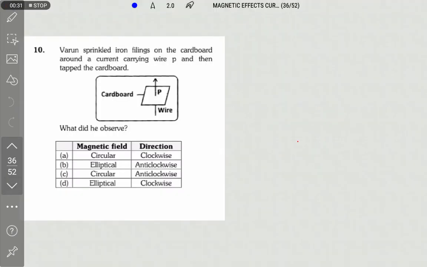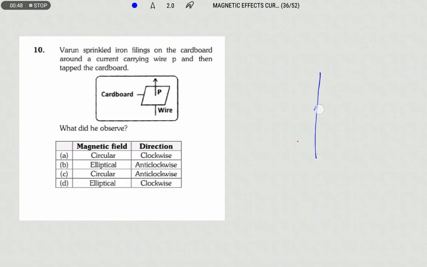So this is the first question. One sprinkled iron filings on the cardboard around a current carrying wire P, then tapped on the cardboard. So what did he observe? They are asking what is the pattern of the magnetic field lines around a current carrying conductor.